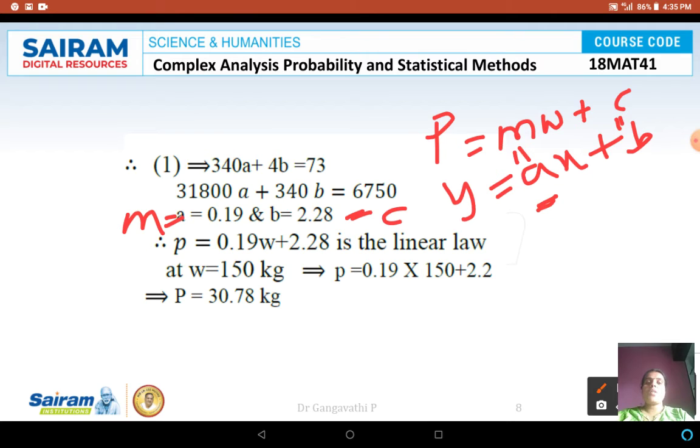So we are substituting in the given equation. The given equation is this, p is equal to mw plus c. So p is equal to 0.19 w plus 2.28. This is a linear law.